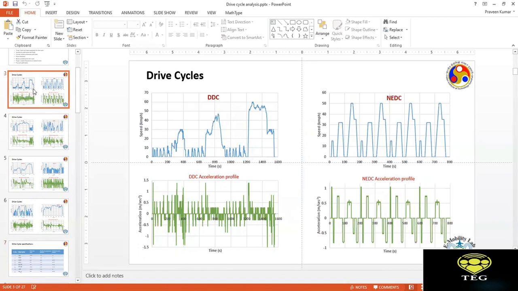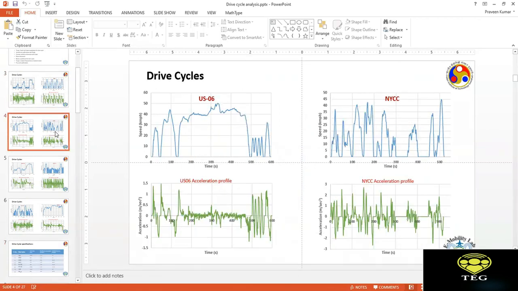Just look at the speed profile of DDC here, the blue curve. Observe it very carefully, keep it in mind, and now look at the driving speed profile of NYCC, the blue curve on the right hand side. What is the major difference you see between the two? A very critical difference.